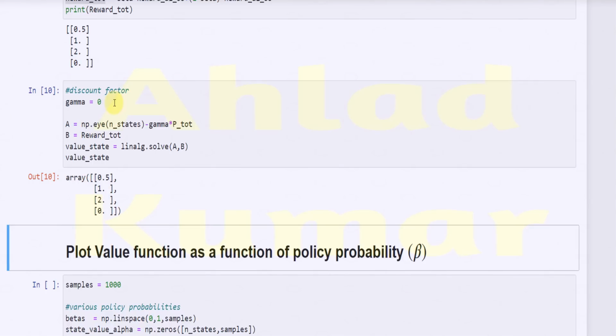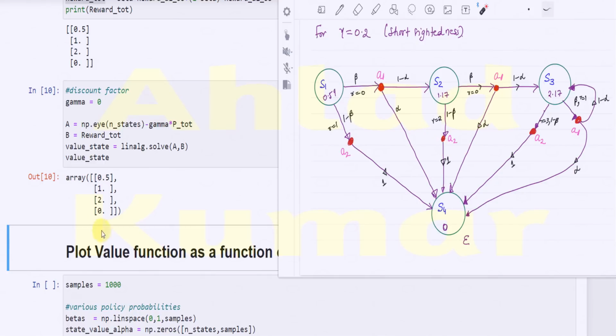So once you run this, what you will get is 0.5, 1, 2, 0. So that means again, in this situation, being in state S3 is profitable because here you can see the value of that state is 2. So in either of the cases, whether it's a short-sighted approach or a far-sighted approach in terms of the rewards, being in state S3 is always profitable.